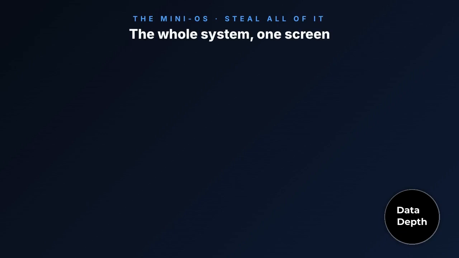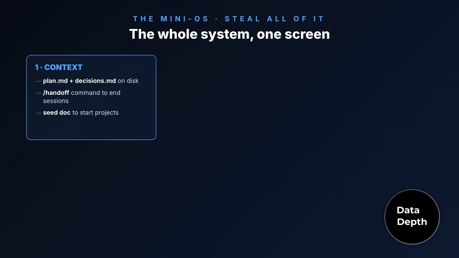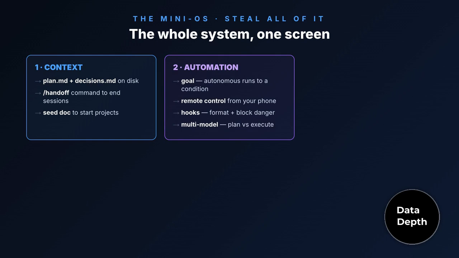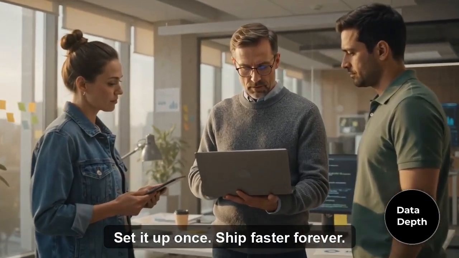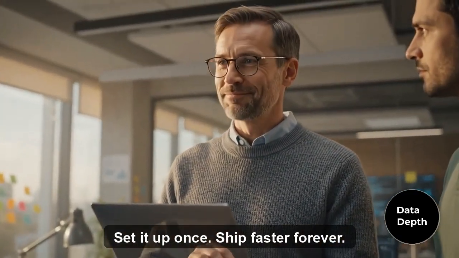So here's the whole system. One screen, steal all of it. Context: plan.md and decisions.md on disk, a handoff command to end every session, a seed doc to start every project. Automation: goal-based autonomous runs, remote control from your phone, hooks to format and to block danger, and multiple models. Expensive to plan, cheap to execute. Prompting: interview me, interrogate me with 3 questions before coding, and run adversarial panels against the plan. That's the mini operating system. None of it is exotic. All of it is a few files you set up once. Ship it.